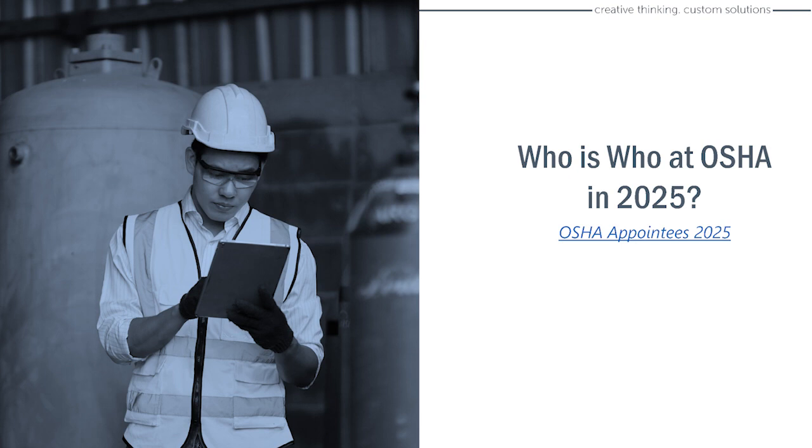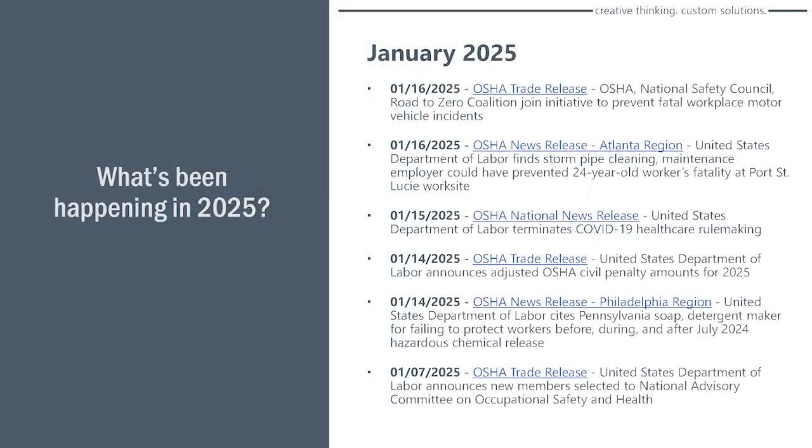When I built this presentation, it's been a minute, but I was looking at the OSHA appointees for 2025, just because things change and things have changed a lot in the last few months. So I looked up in the OSHA's website, and these were some incidents that they had more information on. OSHA's National Safety Council has a Road to Zero coalition to join initiatives to prevent fatal workplace motor vehicles incidents. And you can read these if you are interested in them.